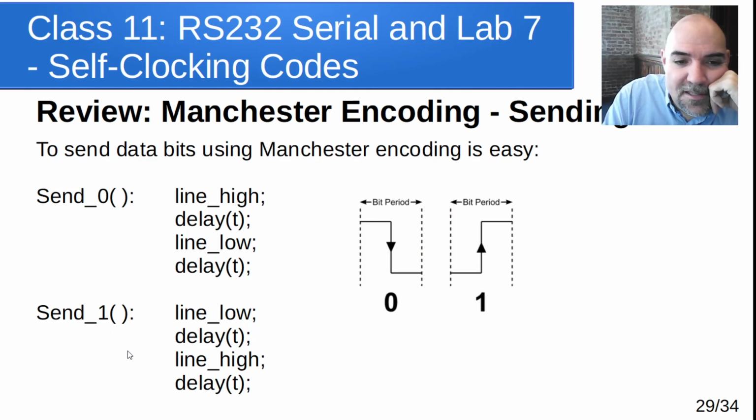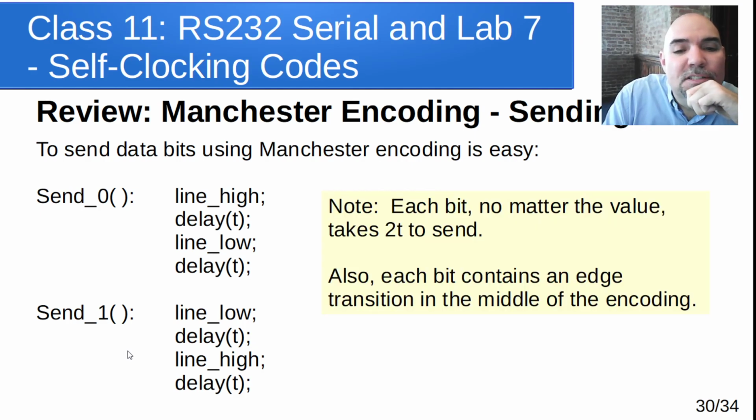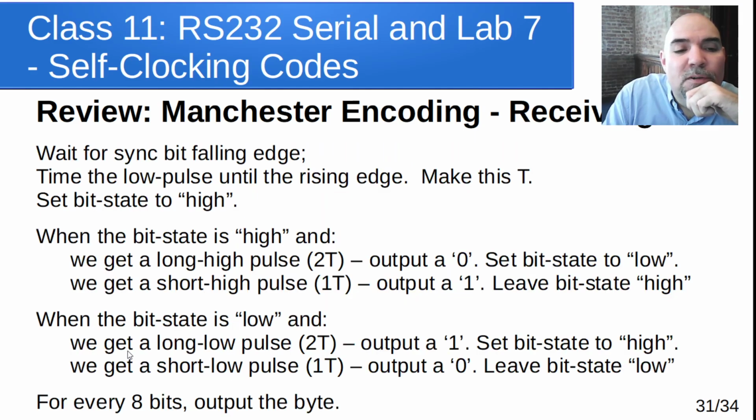We set the line high, delay, set the line low, delay. Or for a logic 1, we set the line low, delay, set the line high, delay. So sending is very easy. Receiving is a little more difficult in that what happens depends on what the previous bit was.